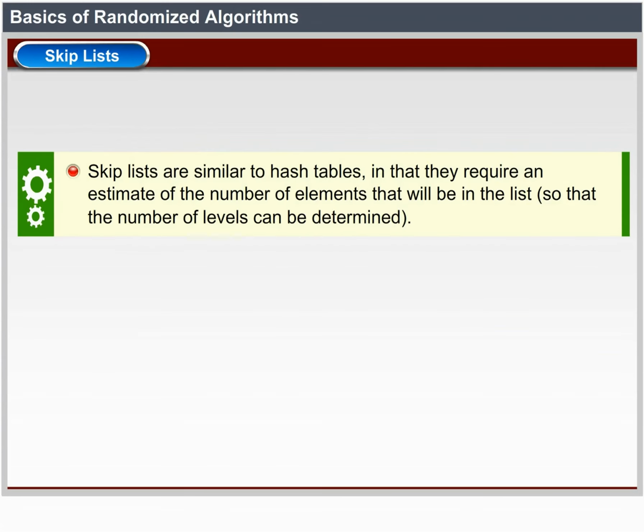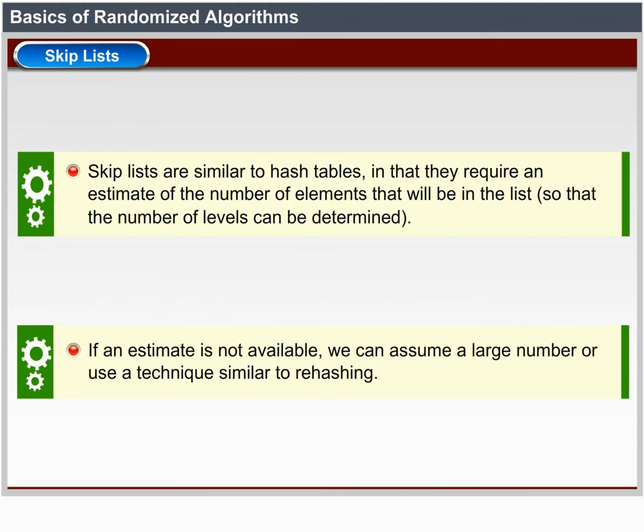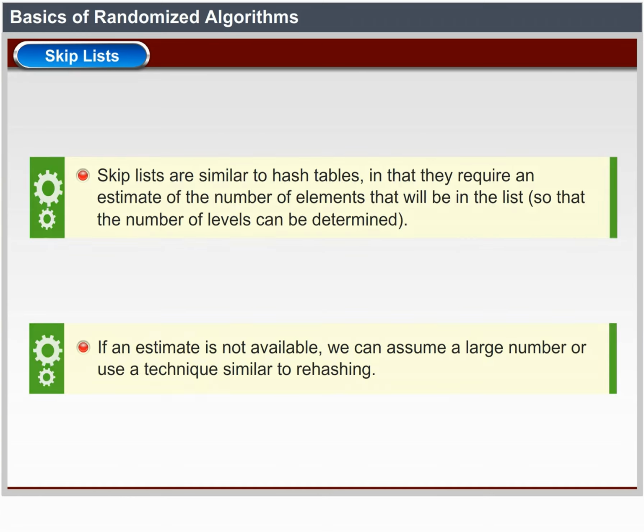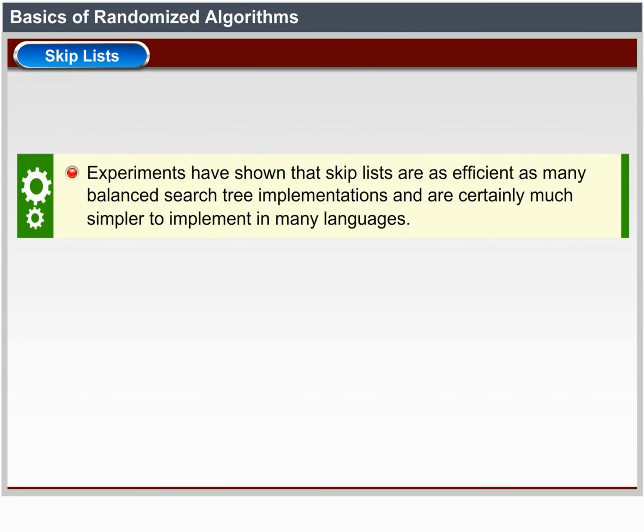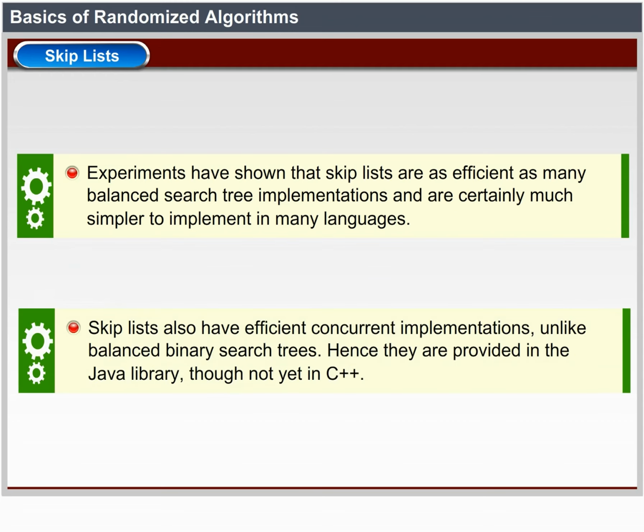Skip lists are similar to hash tables in that they require an estimate of the number of elements that will be in the list so that the number of levels can be determined. If an estimate is not available, we can assume a large number or use a technique similar to rehashing. Experiments have shown that skip lists are as efficient as many balanced search tree implementations and are certainly much simpler to implement in many languages. Skip lists also have efficient concurrent implementations, unlike balanced binary search trees. Hence, they are provided in the Java library, though not yet in C++.